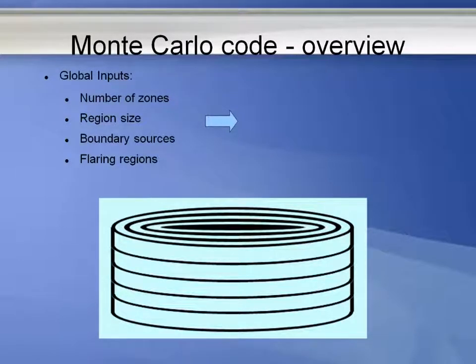Now, to give you an idea of the inputs that go into the Monte Carlo code, as I noted, we have control over the number of zones used, the total region size. We can put in boundary sources. I don't do that for this situation because I'm pretty much encompassing the entire accretion disk area with the simulation region. And we can also use flaring regions, which might be interesting at some point if we decide that there's magnetic dissipation going on at some point in the disk and want to see what happens if we put a flare in at that point and let it act on the particles there.